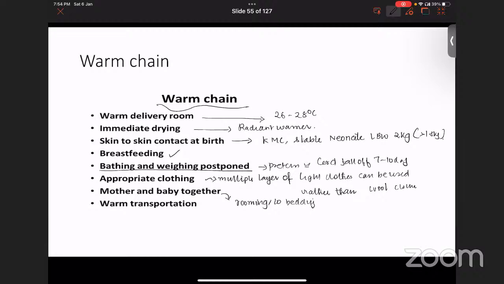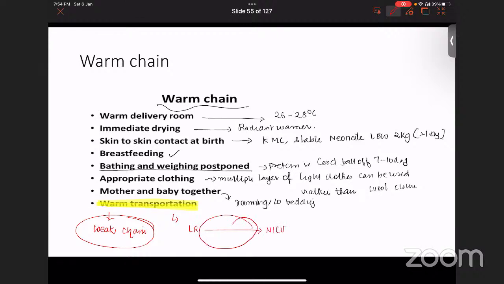The last important thing which everyone fails to recognize is your warm transportation. Please remember, which is the weakest chain in the warm chain? If anyone asks, the answer should be warm transportation. The weak chain. This is because from the labor room to the NICU or SNCU, the child doesn't get the temperature. As a result, at this point, the child may suffer from hypothermia, and all the consequences of hypothermia will be noted here. Getting it?